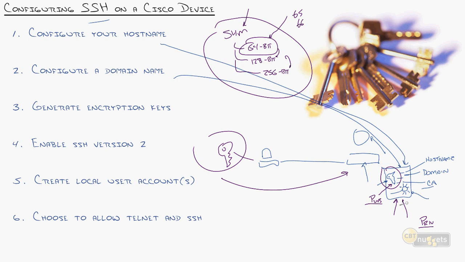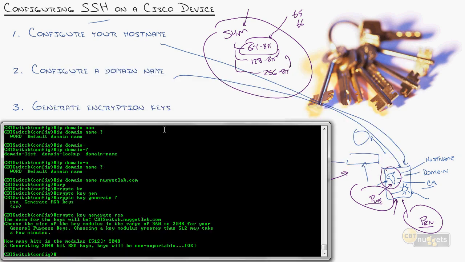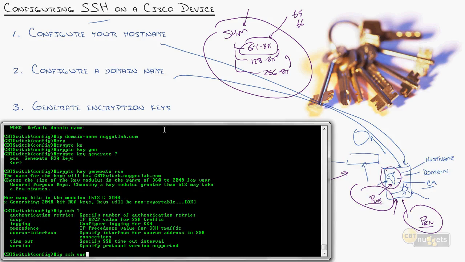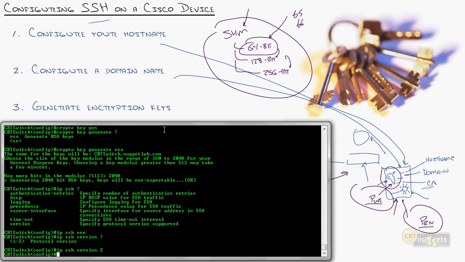I've generated this certificate. I've generated the public key. I've generated the private key. Now we need to enable it. So I'm going to go on my device and do ip ssh. We're going to say version 2.